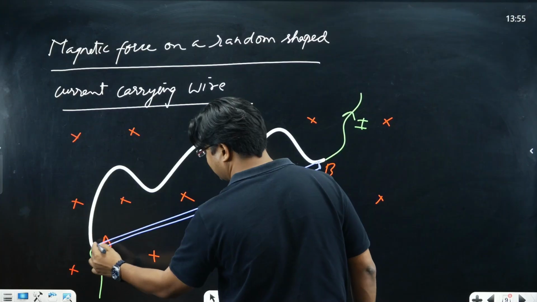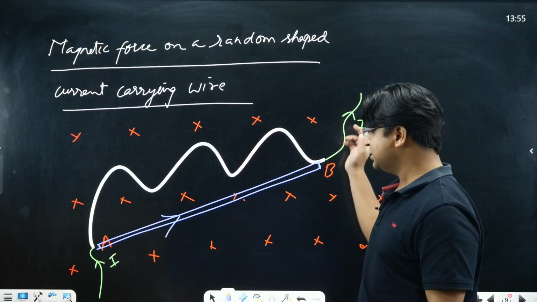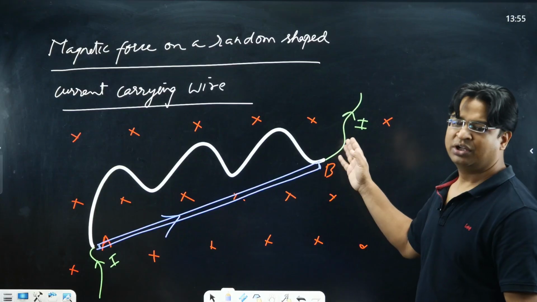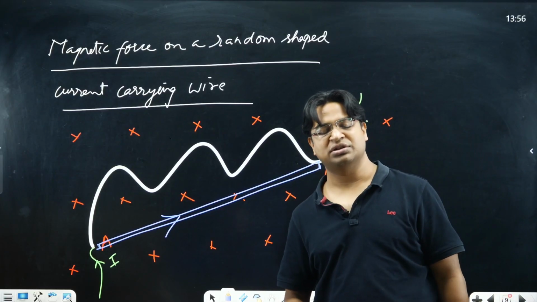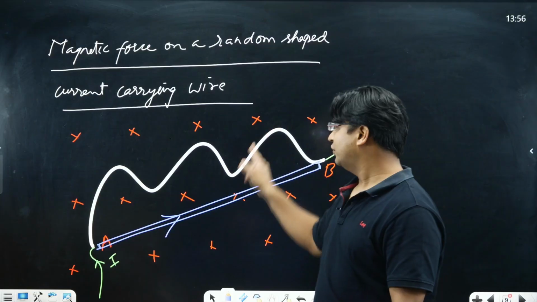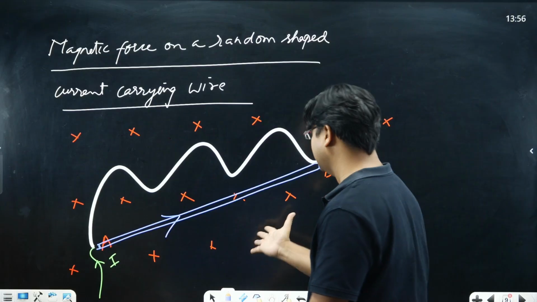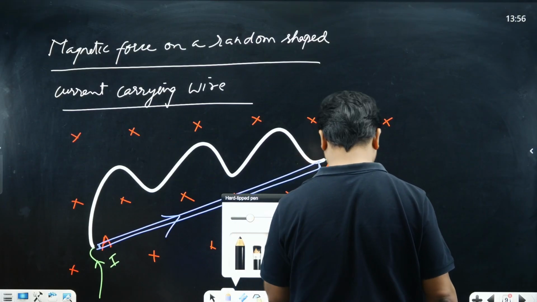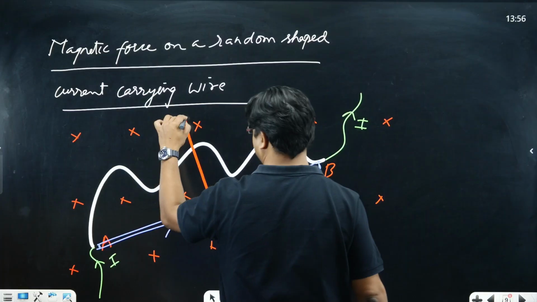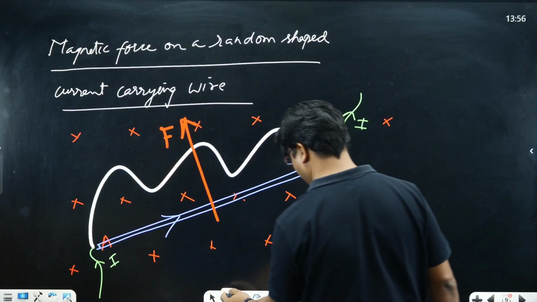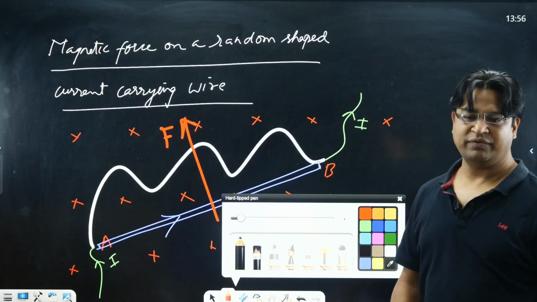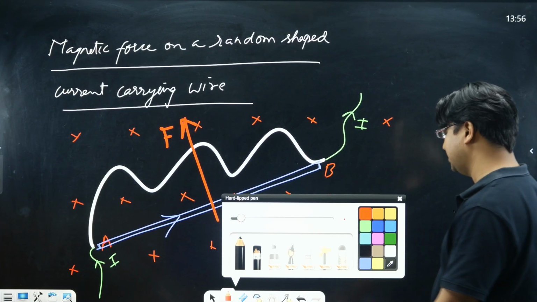Join the two ends. If you assume this to be a straight rod, in whichever direction this rod would experience force, the overall force on this would be the same. So magnetic field is inward, current is in this direction. So we would declare that the force will be like this. That would be true. Okay, the force will be like this.